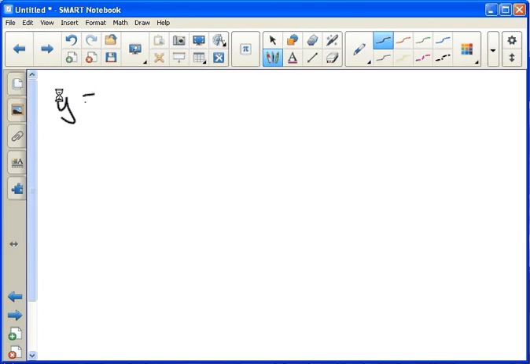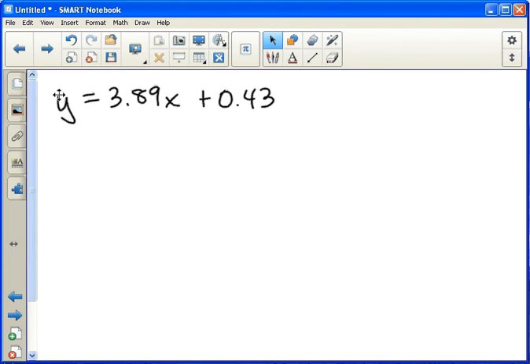Now part B says what is the slope of the line? Remember, slope is the number in front of x. Now we usually call it m and they call it a here, but it's the same thing. It's whatever number is attached to x, that coefficient. So our slope is 3.89. This is part B.